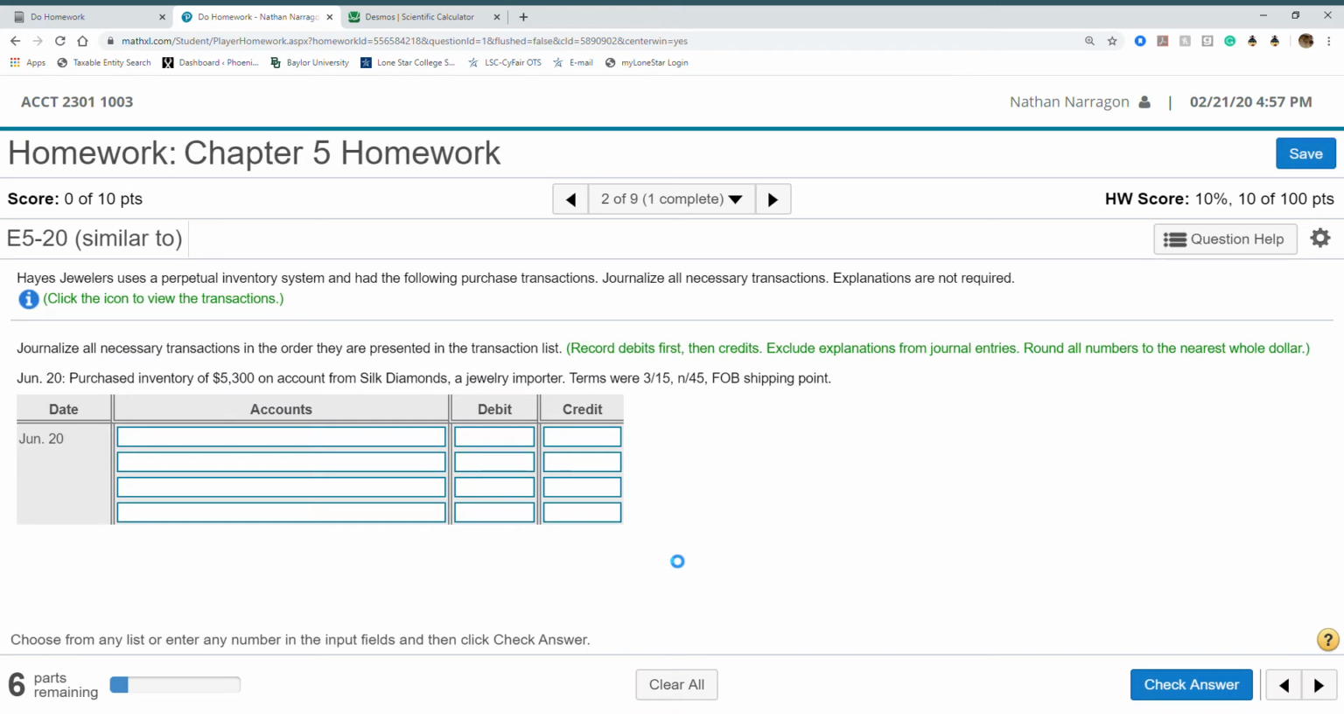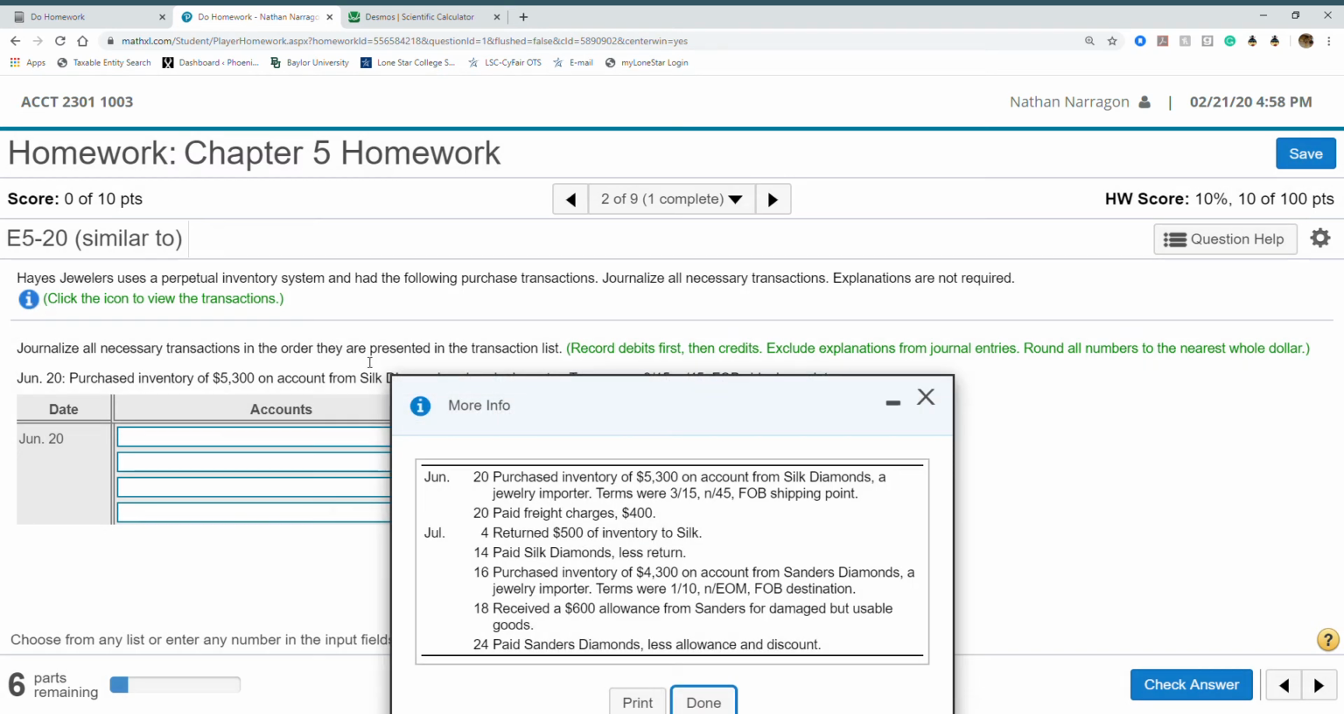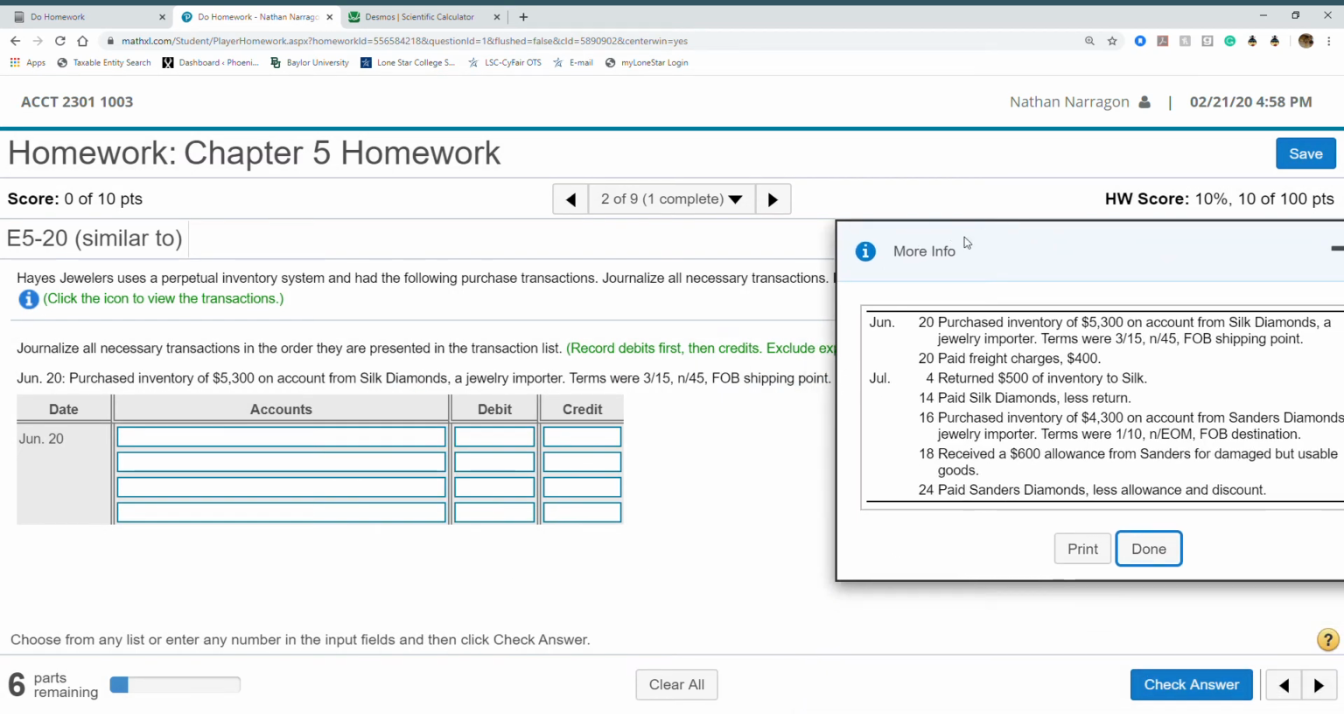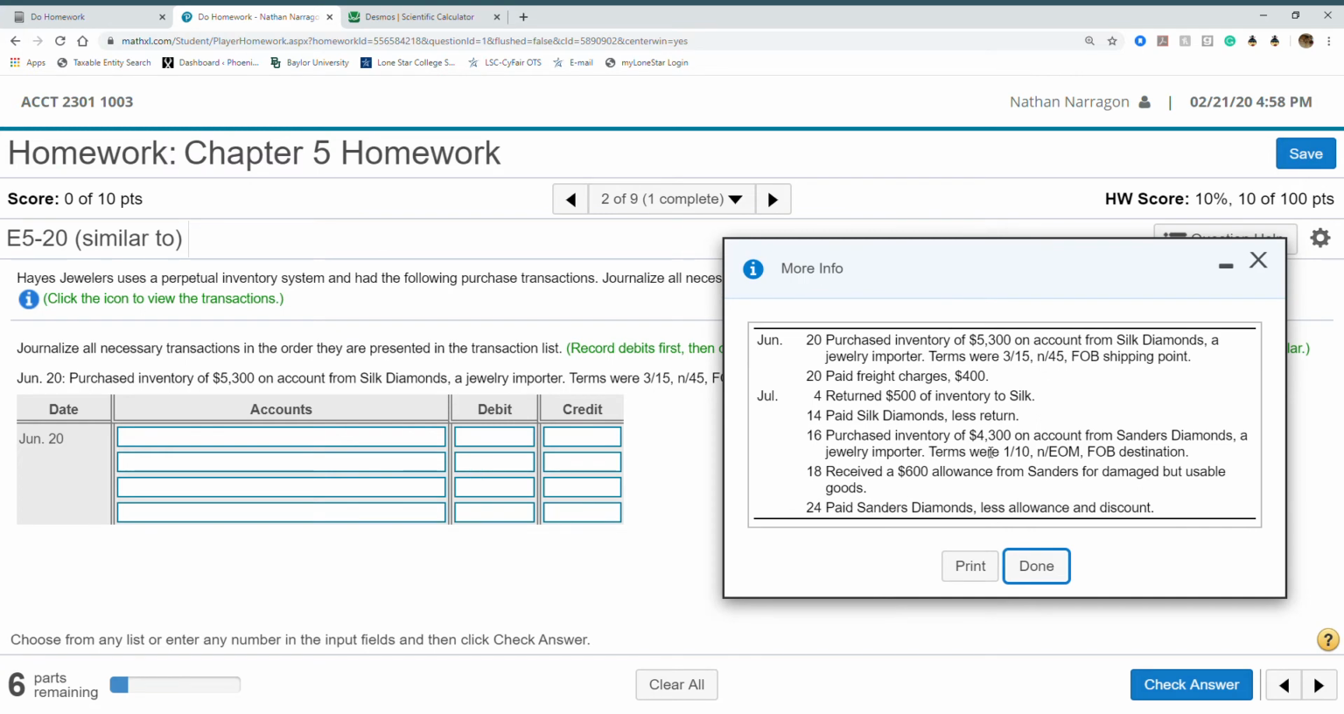Next one. Alright. So we have Hay Drillers using a perpetual system and had the following purchase transactions. So this one actually has a little bit of shipping. Now, remember who controls shipping. So, shipping point is again with the buyer. We're going to have to deal with that. I'm thinking this is what's going to happen. And then, of course, you have the selling. So, here's our transactions as we go forward.